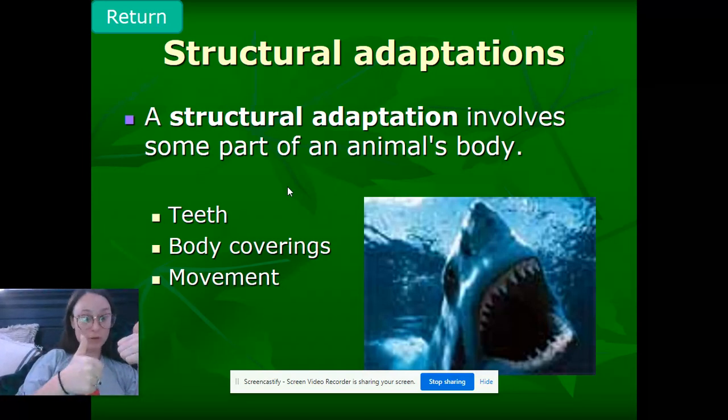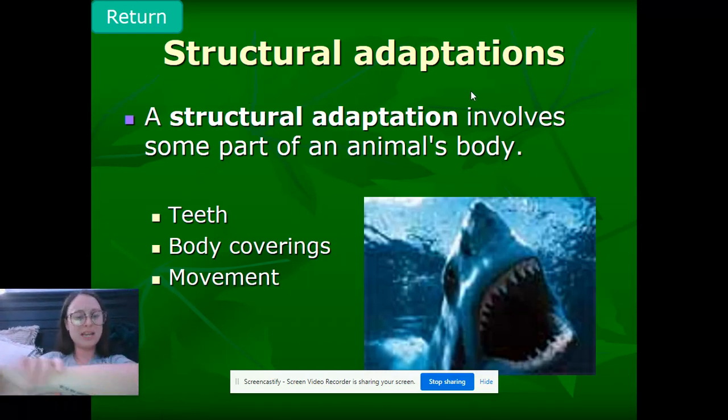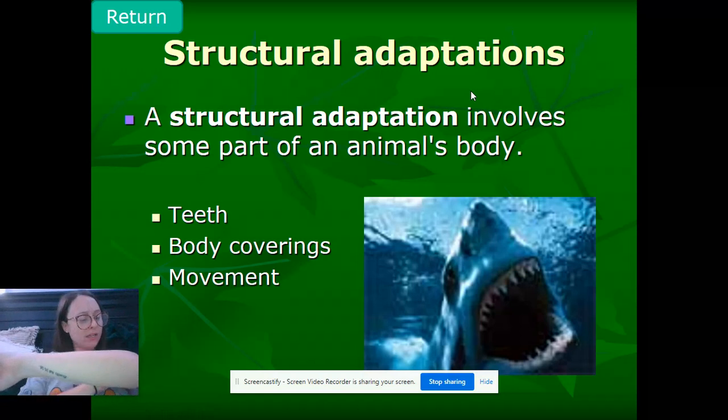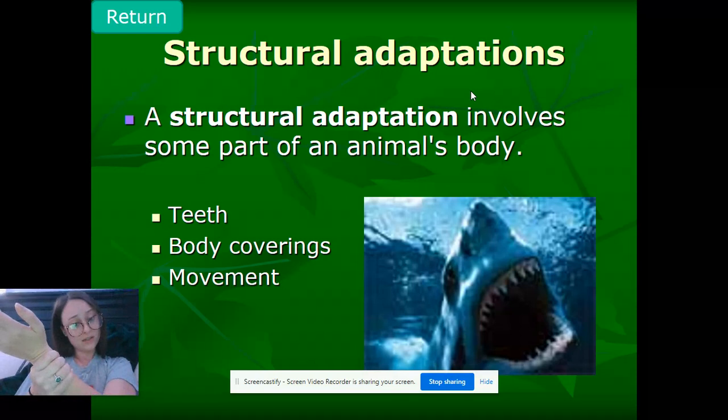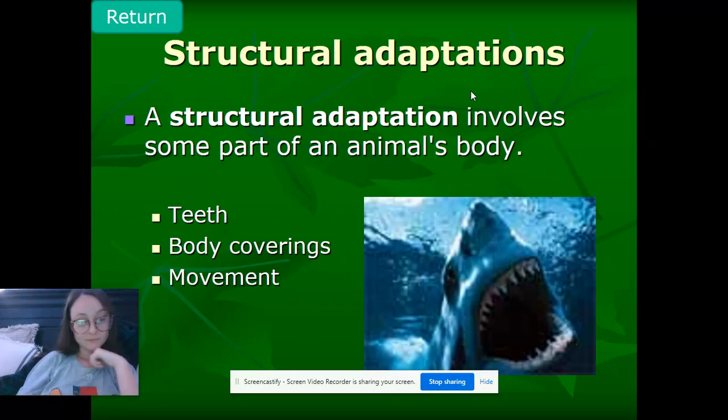Thumbs that you and I have, different, so not only teeth are a structural adaptation, body coverings. So different types of skin. Does Miss Wallen have feathers? Do I have feathers? Do you have feathers? No, we don't have that type of structural adaptation. So now birds have feathers because it helps them fly. It helps them survive. Okay.